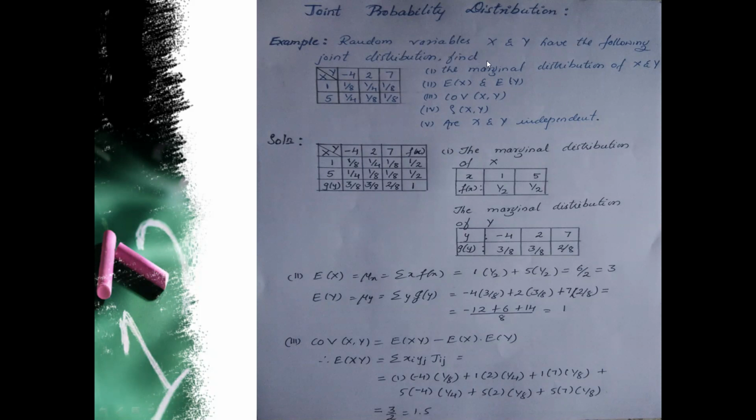We need to find the marginal distribution of x and y, expectation of x and expectation of y, covariance of xy, correlation of xy, and it is also asked, are these random variables x and y independent? So let us find them all.